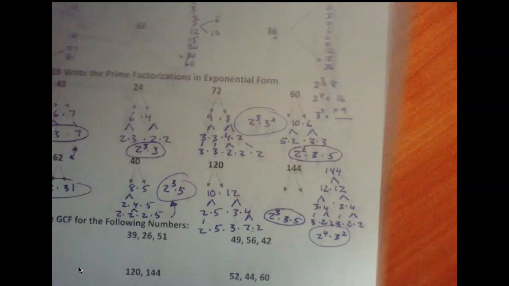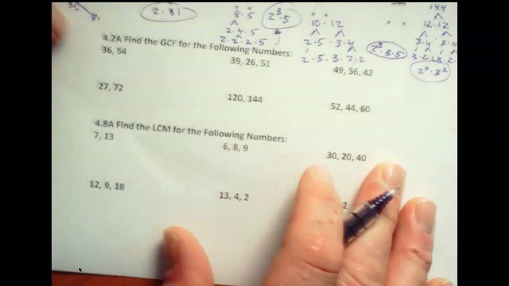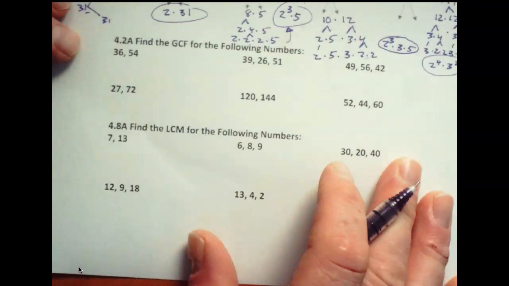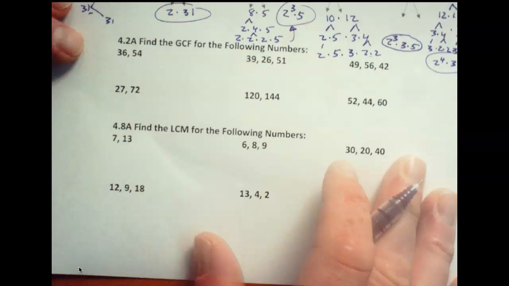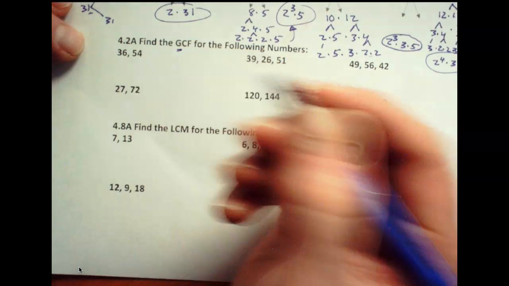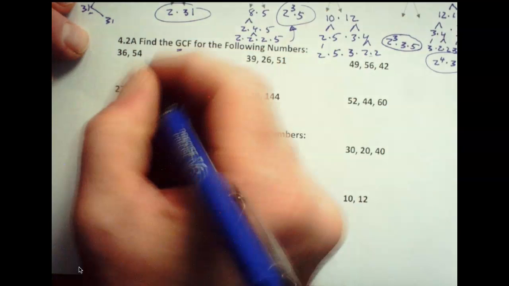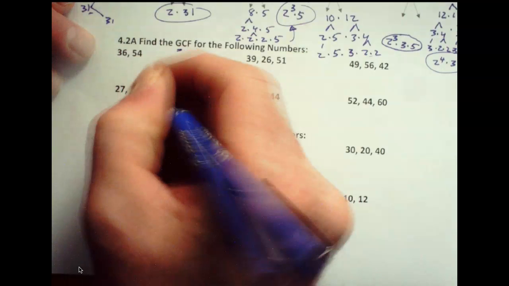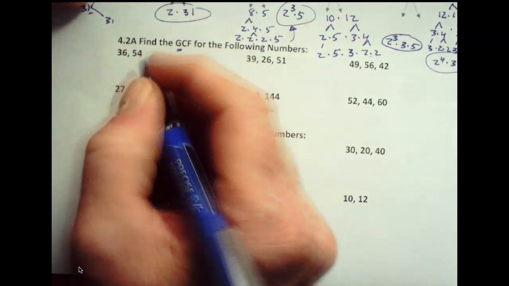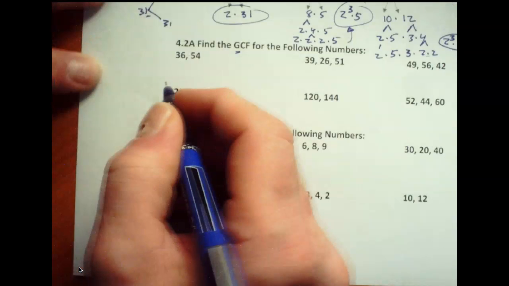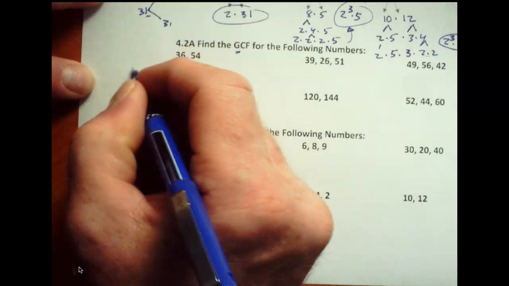Alright, find the GCF. Well, the greatest shall be the least. That's what I always say. So if this is greatest, then I'm going to use the smallest number. What I'm going to do is factor it. And so I've already got 36 factored up there, but I'll just do it over here on the side. So here's 36.